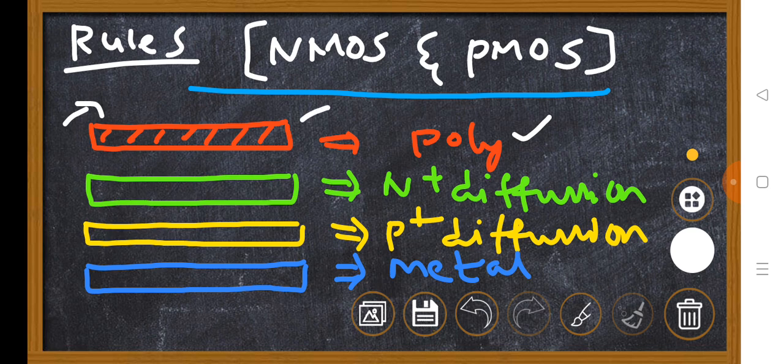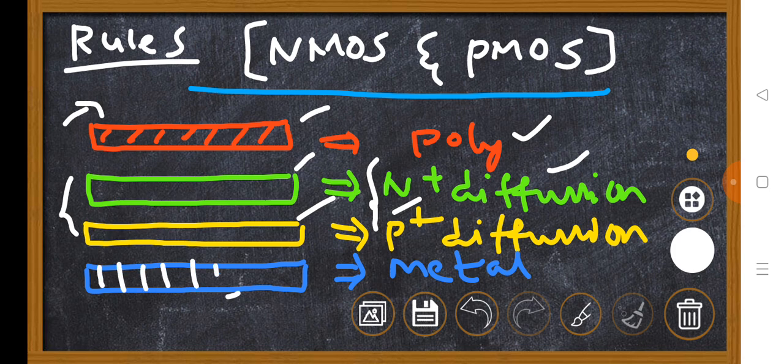If you observe the diffusion, it is shown as empty in monochrome encoding. For N diffusion the color is green. For P diffusion the color is yellow. And the metal is blue. Sorry for that, metal is shown in the monochrome encoding in this fashion, and the color is blue. I hope you are clear. Now we have to talk about the rules of Nmos, Pmos and Cmos. In this class we will talk about the rules of Nmos and Pmos, and later we will talk about Cmos. Is it okay?